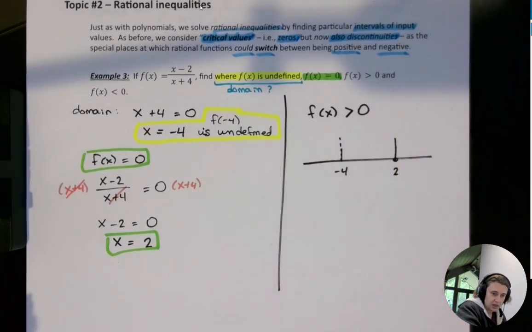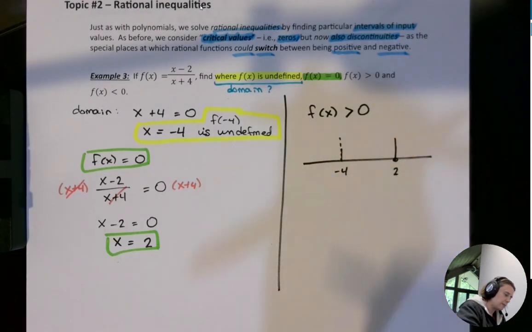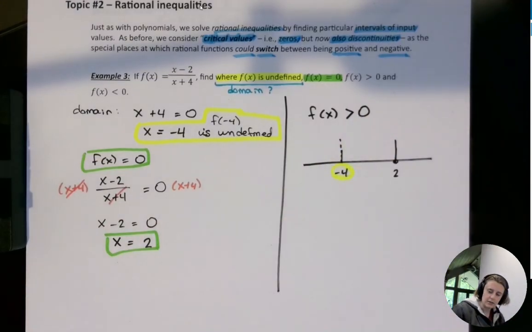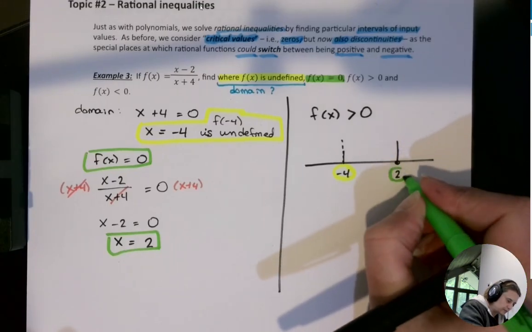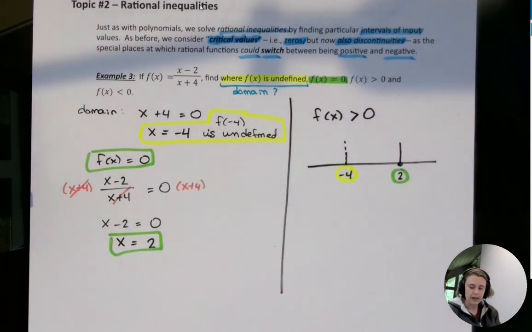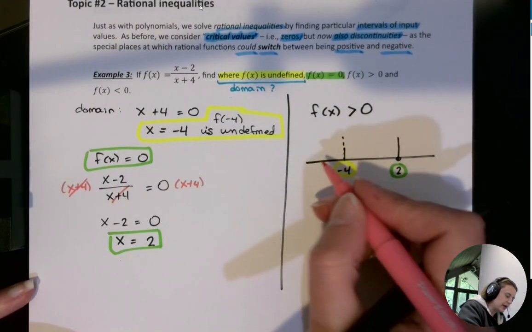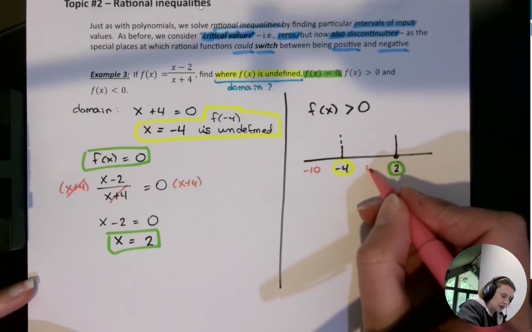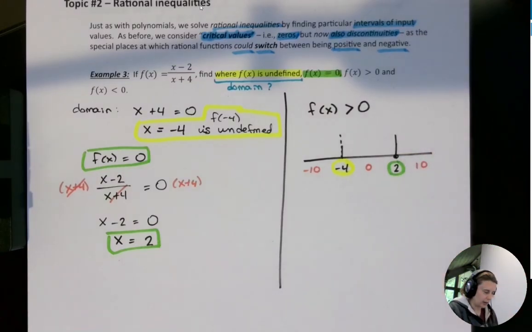There are different notations you can use so you can remember which one is which, or you can color code them. This one is from where the function was undefined, and this one is from where the function was equal to 0. Okay, now I need test points on the left, middle, and right side. So something that's smaller than -4, let me go with -10. Something in between them, I'm going to pick 0, and something bigger, I'm going to pick 10. I just picked 10 because it's easy to plug in.